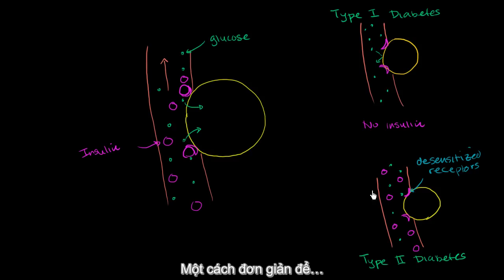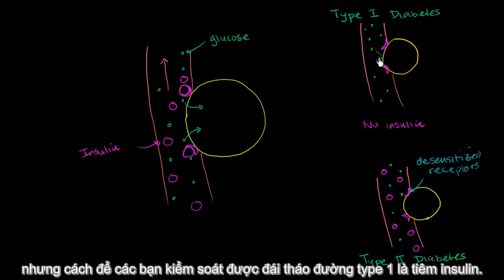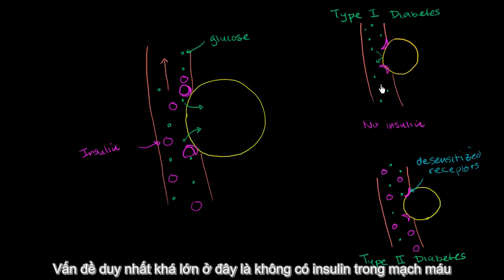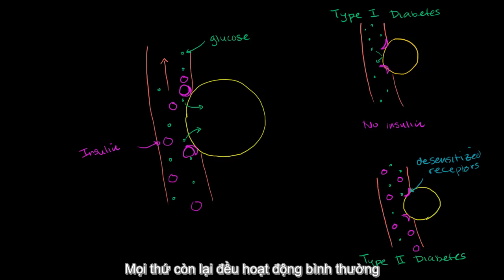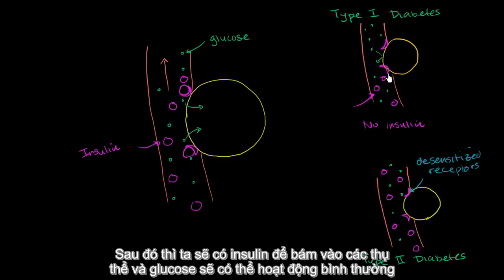Now, the way that you can manage type 1 diabetes is you can inject insulin. The only problem here, and it's a big one though, is that there's no insulin in the bloodstream. Everything else is working properly. So over here, we can inject insulin. We can inject it. And then you'll have insulin to attach to the receptors, and then the glucose can be processed properly.